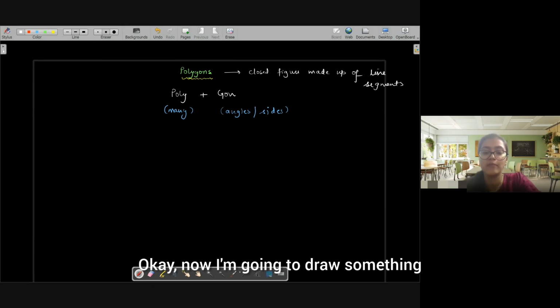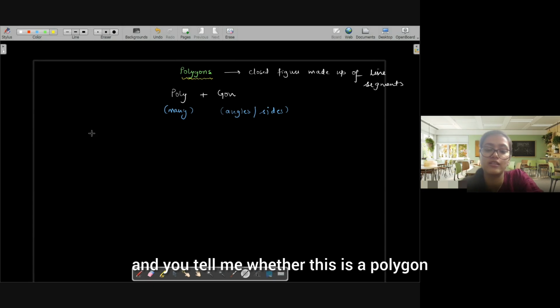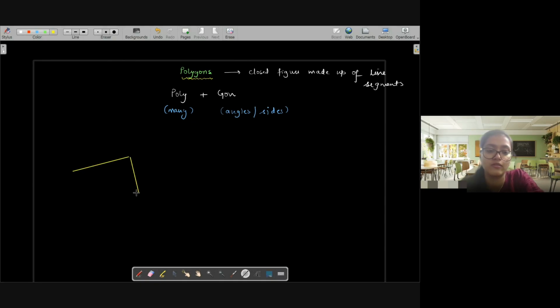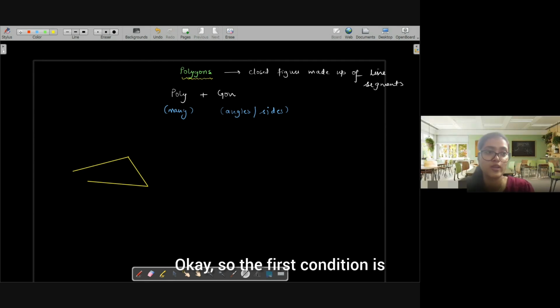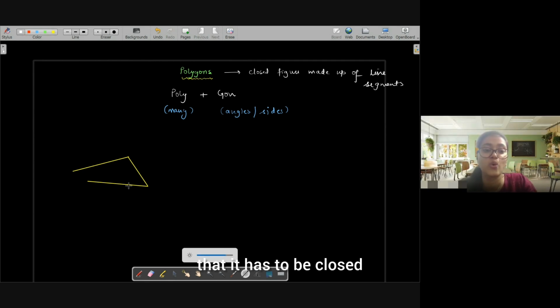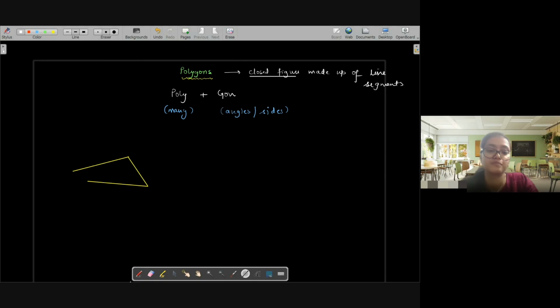Now I'm going to draw something and you tell me whether this is a polygon. Megan, can you tell me if this is a polygon? No, it's not a polygon. Okay, why not? Because it's open, it's not closed. So the first condition is that it has to be a closed figure. So this is not a polygon.